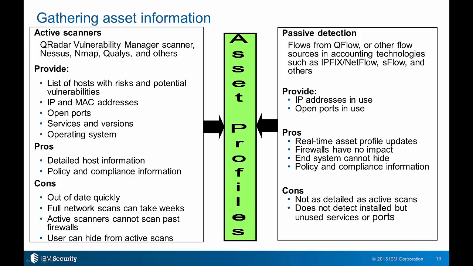Passive detection uses flows from QFlow or other flow sources and accounting technologies such as IPFIX, NetFlow, sFlow, and others. They provide IP addresses in use and open ports in use. It provides real-time asset profile updates. Firewalls have no impact here, and the end users cannot hide. It also provides policy and compliance information.